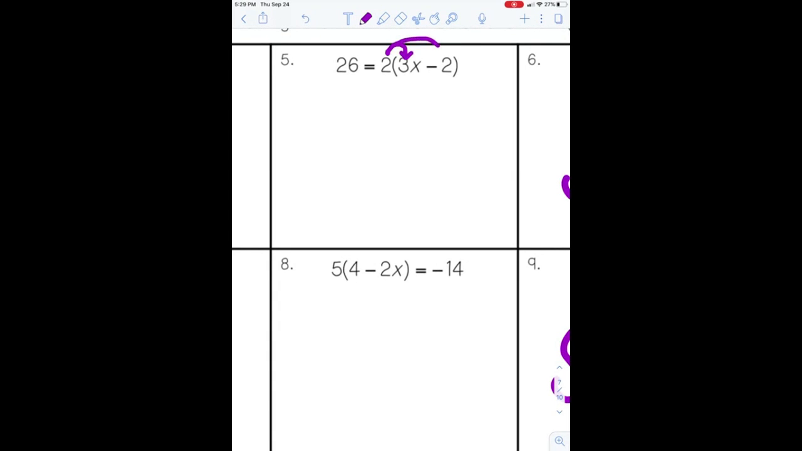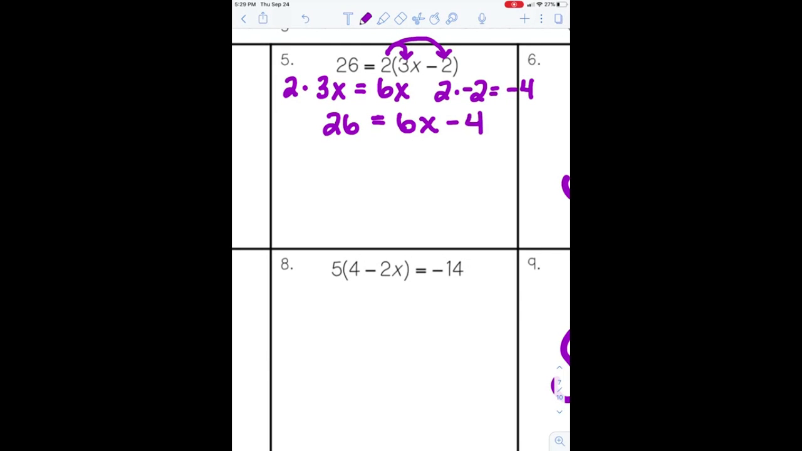So as always, I'm going to distribute what's outside the parentheses to what is inside. And really quick, I just want to make a note that if you have parentheses, the first thing you need to look to do every single time is distribute, okay? So 2 times 3x is going to give me 6x, and 2 times -2 is going to give me a -4. So I have 26 equals 6x minus 4.